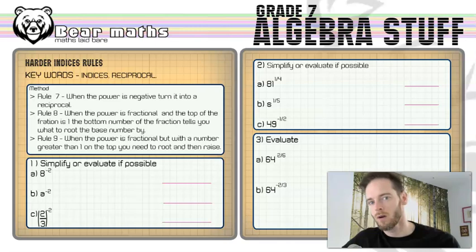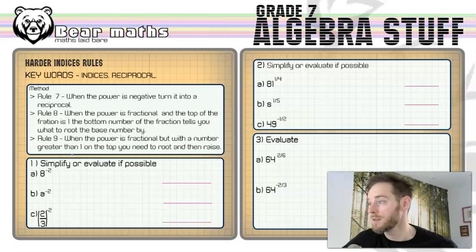Now there is a video on indices rules in the number section, which has rules 1 to 7 in. They are all ones that could be on a foundation paper. This is the stuff that's on higher paper only. I've included rule 7 again just so you can see what we're doing with rule number 7, maybe a slightly more complicated rule 7 style question than one that you would get on a foundation paper, I would have thought.